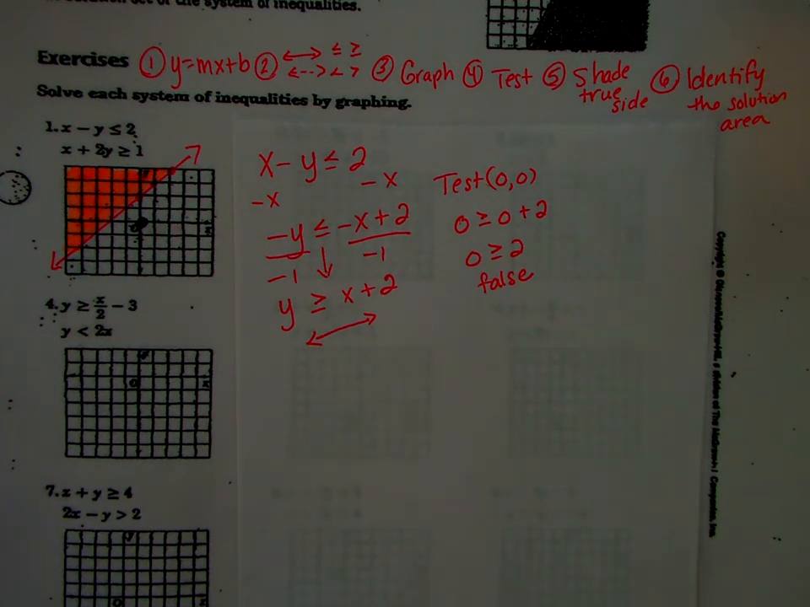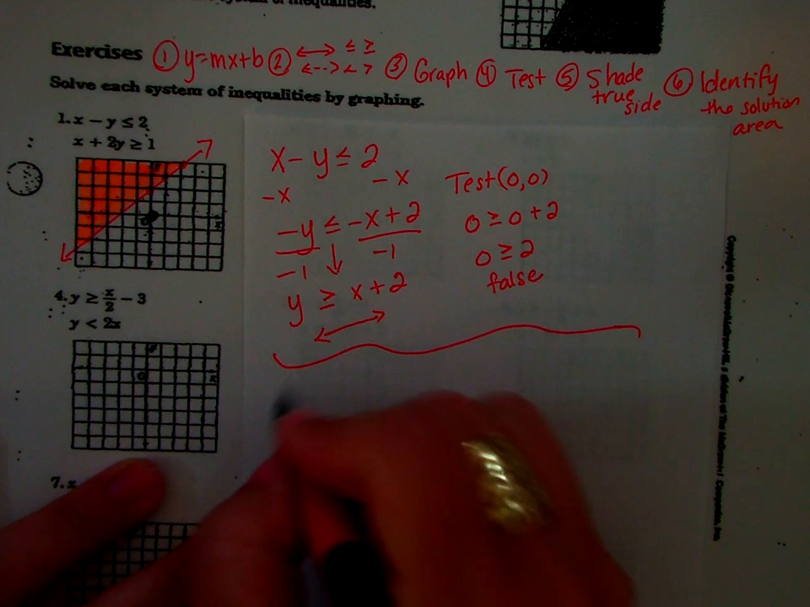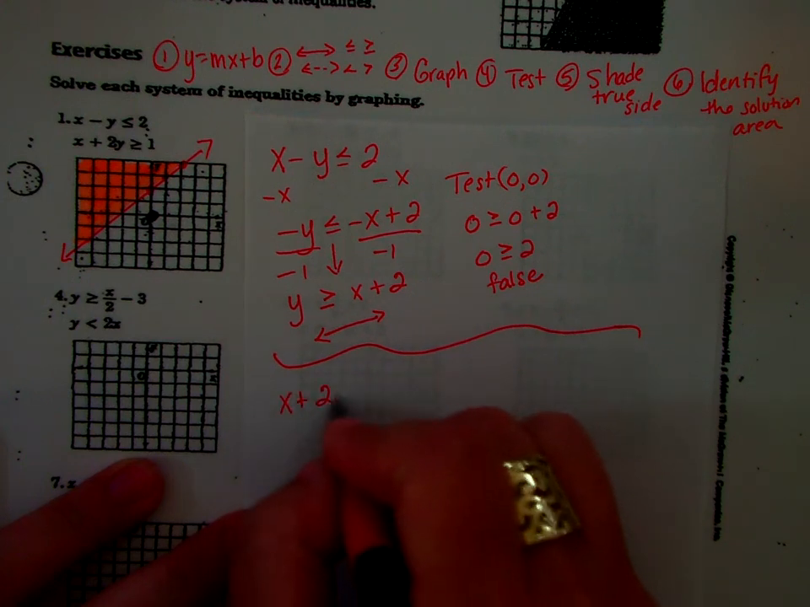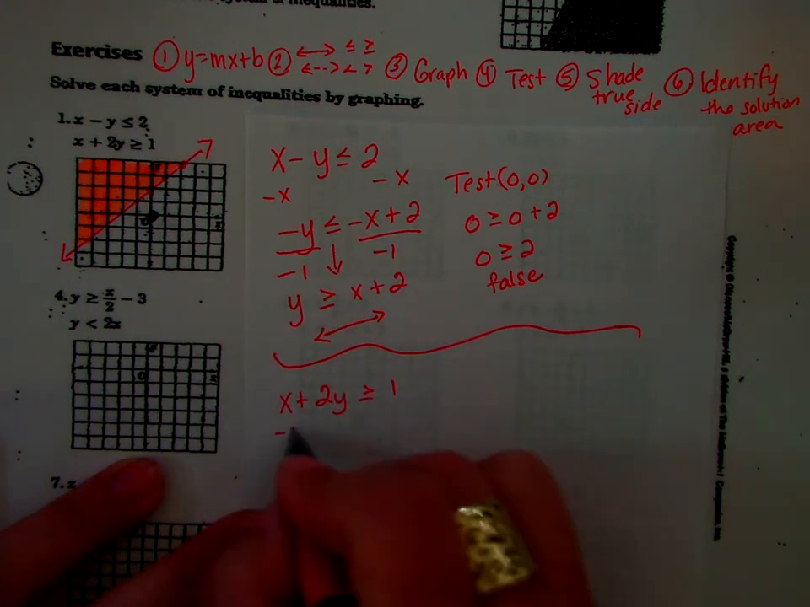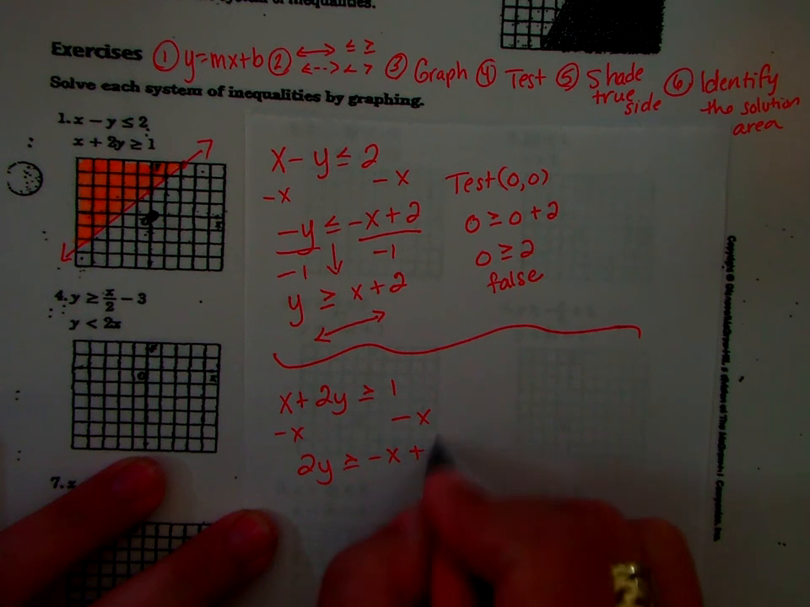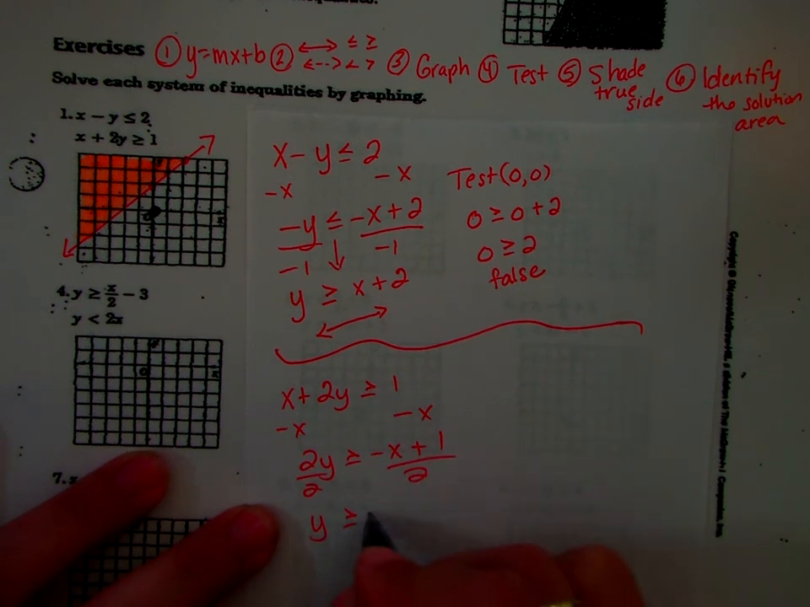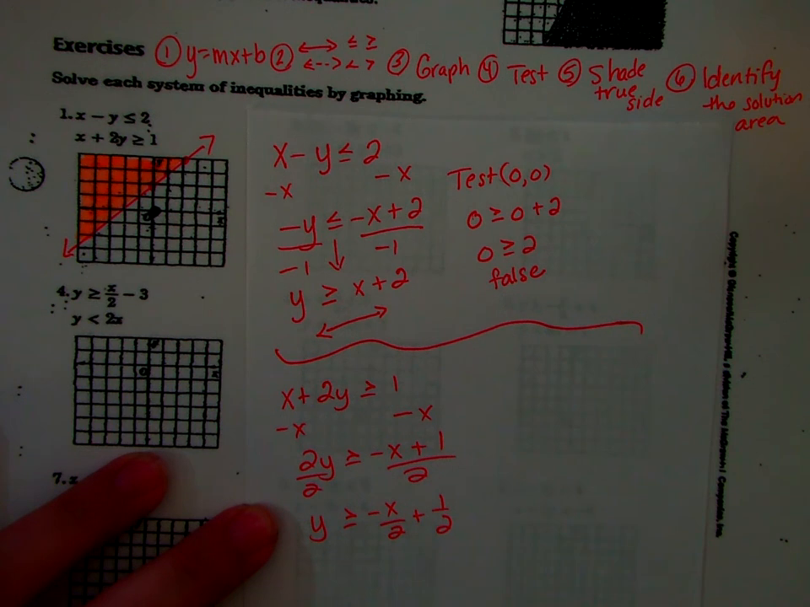Now, the second one we're going to do: x plus 2y is greater than or equal to 1. Move your x over. You have 2y is negative x plus 1, divide by 2. So y is negative x over 2 plus 1/2. I'm just going to separate this. You can write it both ways. It's going to be a solid line as well.